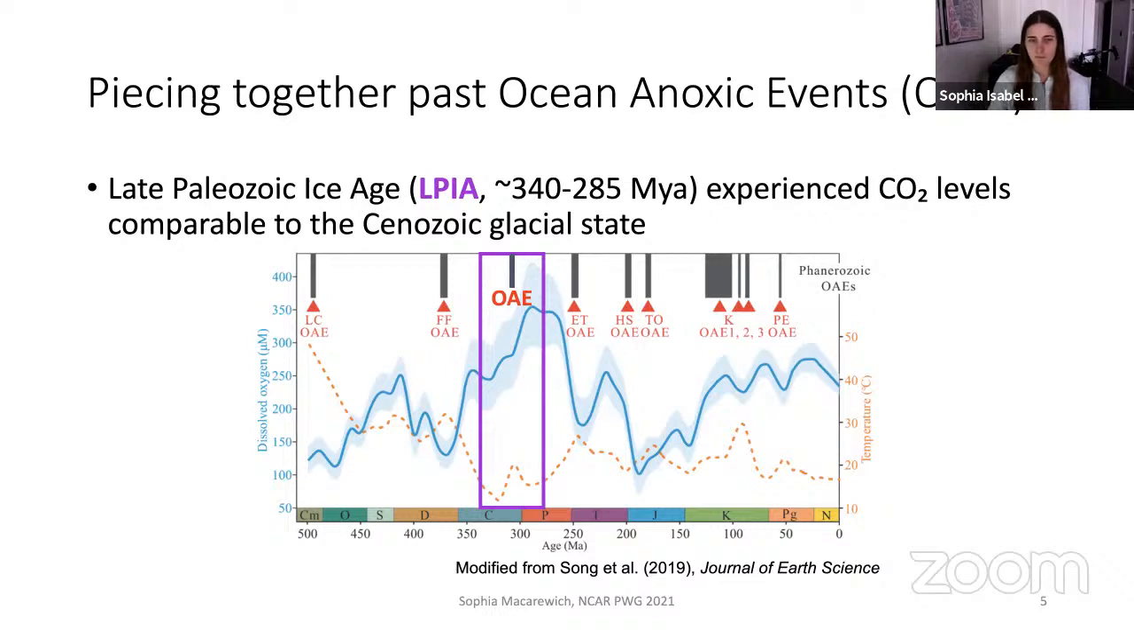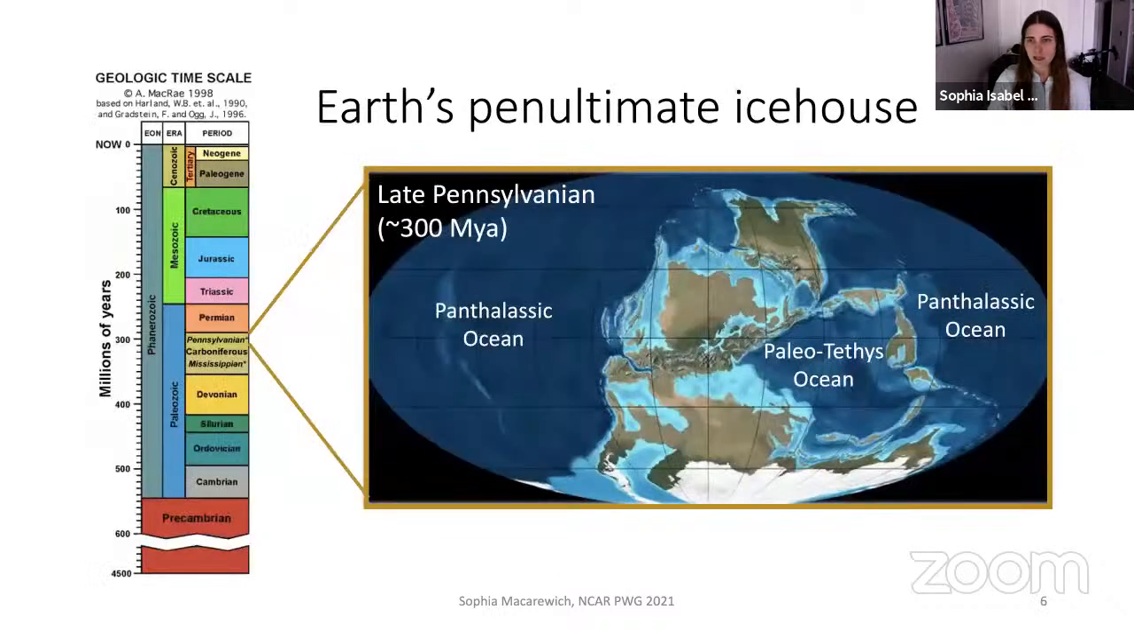Before getting into the geologic evidence for this OAE, I want to give some context for the late Paleozoic world. The specific interval that we are interested in is during the late Pennsylvanian. Here I'm showing a paleogeographic reconstruction from about 300 million years ago. You can see that the supercontinent Pangaea was assembled, and there were multiple ice sheets in southern Gondwana that waxed and waned with glacial and interglacial cycles during this time period.